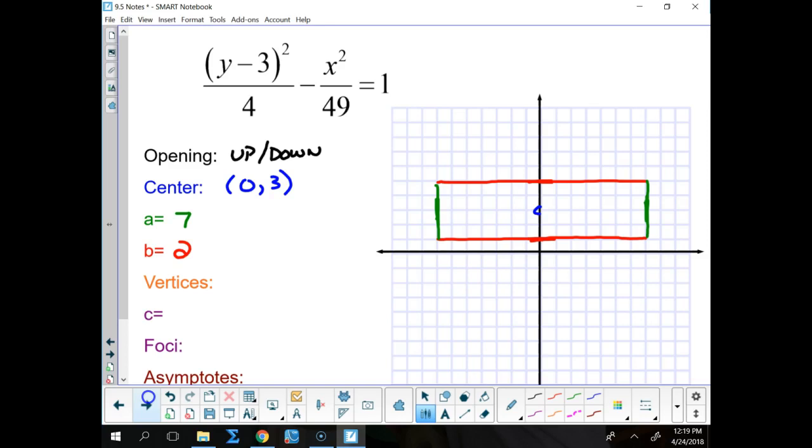Okay. If it opens up and down, where are my vertices? 0, 5 and 0, 1. We'll save foci for later.